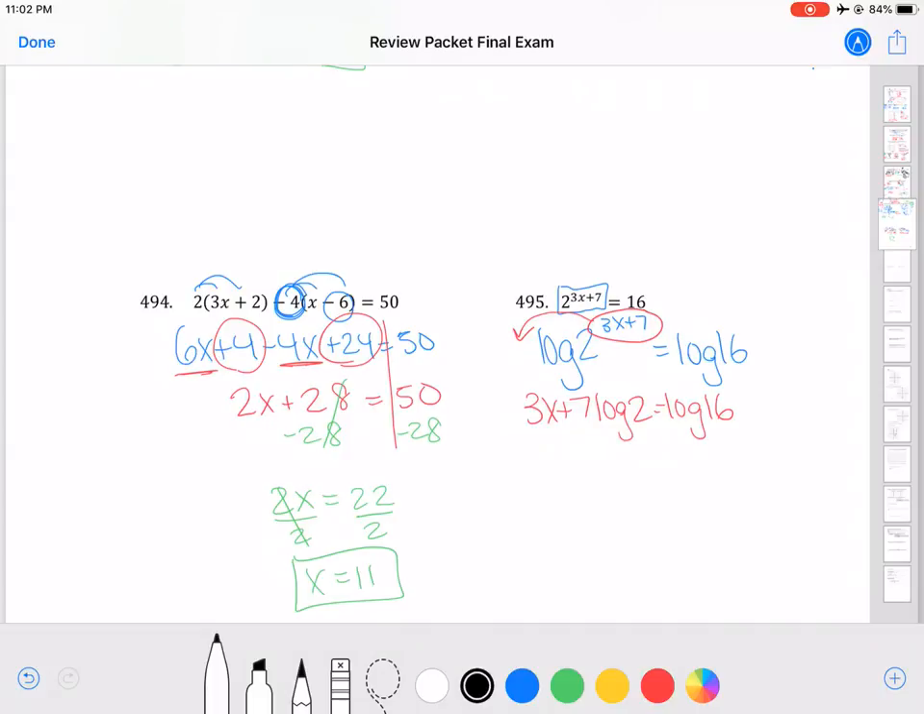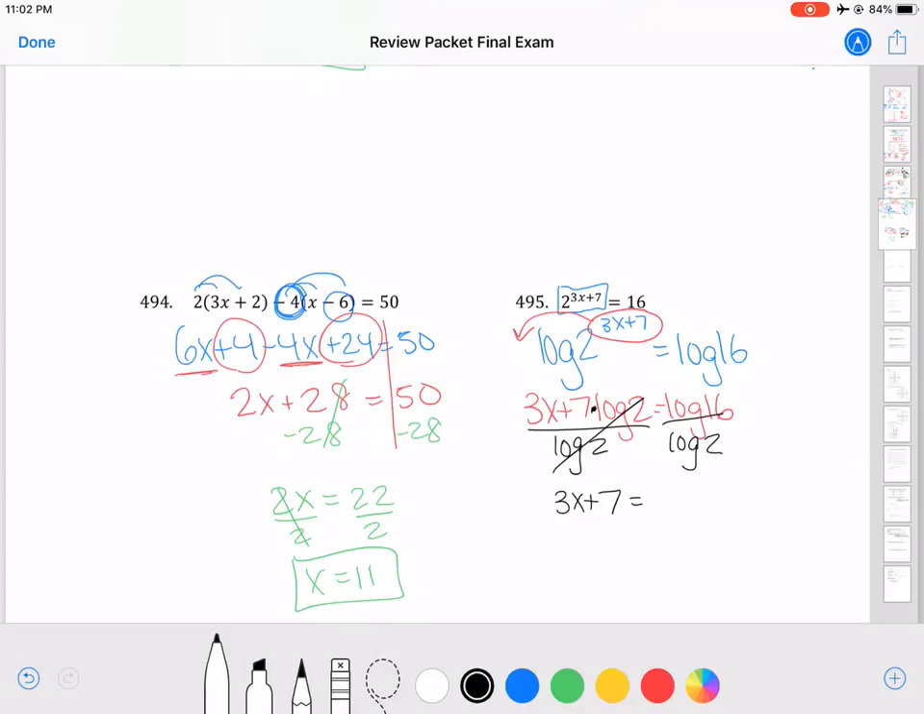Okay, so the whole purpose of the log was for the exponent to come down. Because I did that log, that exponent came down and I'm done using the log. So the log served its purpose, I can get rid of it now. Right here between the 3x plus 7 and the log 2, you can see that there's no symbol, which means they're being multiplied. So to get rid of that log of 2, I'm going to divide both sides by the log of 2. On the left side, when those log 2's cancel, I'm left with 3x plus 7.